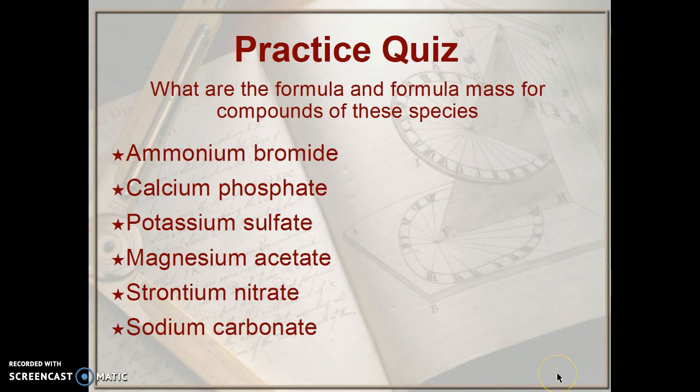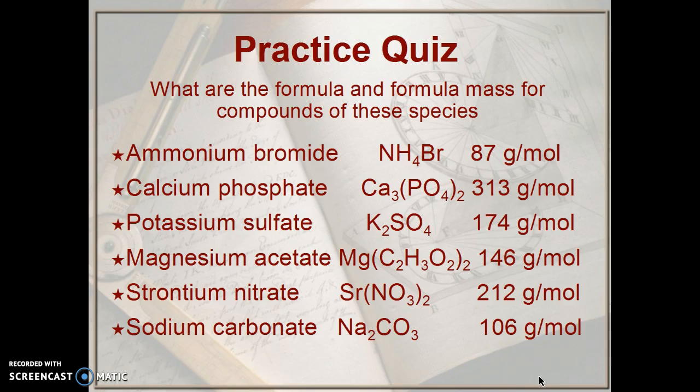Now, read these, write them down, and for your practice quiz, turn off the video, and see what the formula and formula mass of these 6 compounds would be. Here are your answers. You can check them by turning off the video.